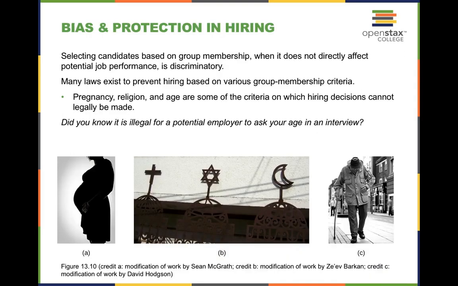When it comes to bias and protection in hiring, this is absolutely integral. Selecting candidates based on group membership when it does not directly affect potential job performance is discriminatory. Many laws exist to prevent hiring based on various group membership criteria, be it pregnancy, religion, and age, which are some of the criteria on which hiring decisions cannot legally be made. As well, something that may serve you in the future to know is that it is illegal for a potential employer to ask your age. Just an FYI, if they do that, it is not legal.